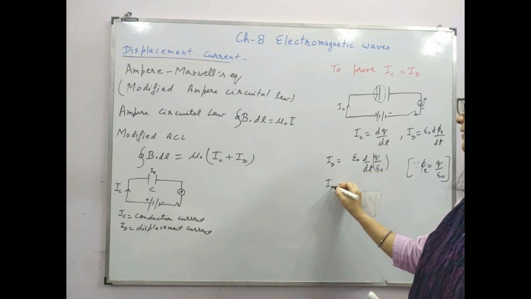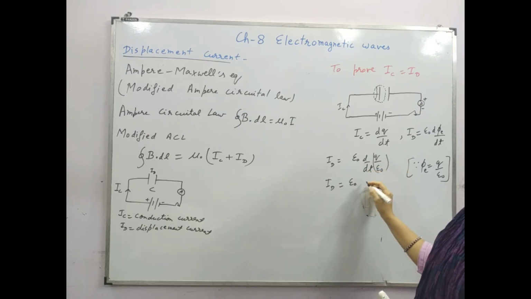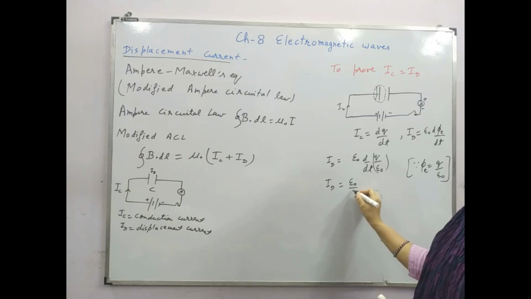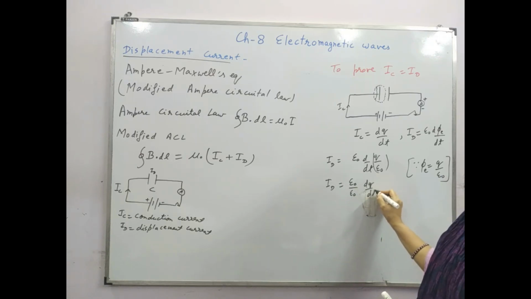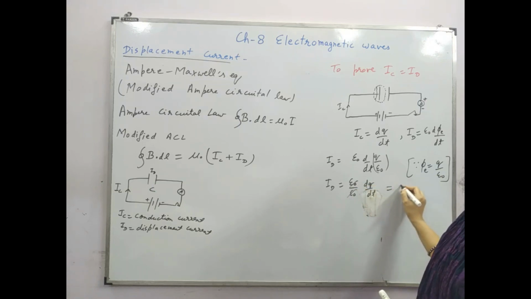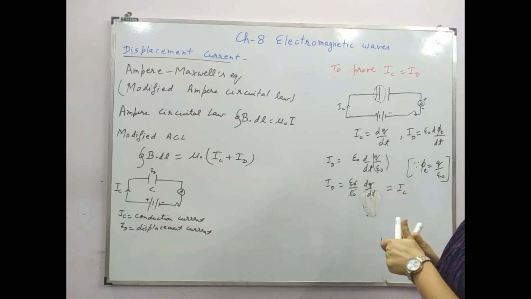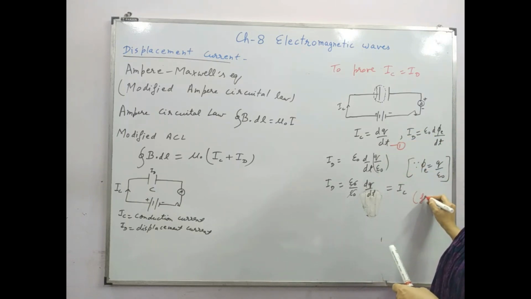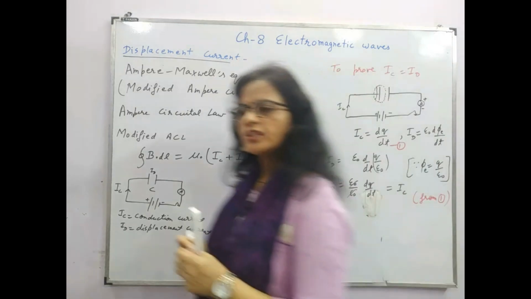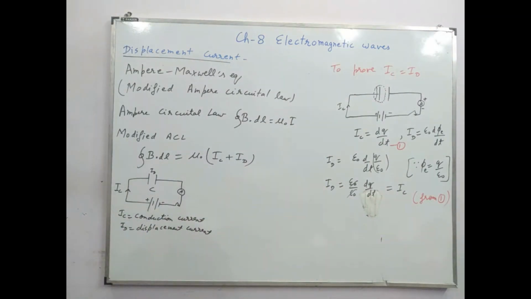So this can be written as epsilon naught upon epsilon naught, this is cancelled, and dq by dt. So this will be cancelled and this is what? This is equal to conduction current. Why? This is our first equation. So I can write this from 1. So the conduction current is equal to the displacement current.